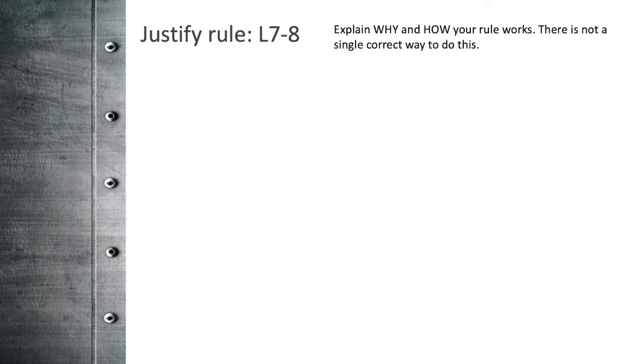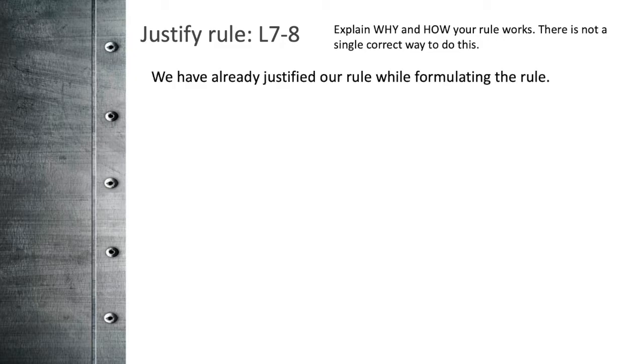Actually, although this is supposed to be the hardest part, here you can make it the easiest part. And why I say that is because you can simply write, we have already justified our rule while formulating the rule. Because when you think about it, when we were formulating our rule, we used a mathematical way of finding out how to write our rule.